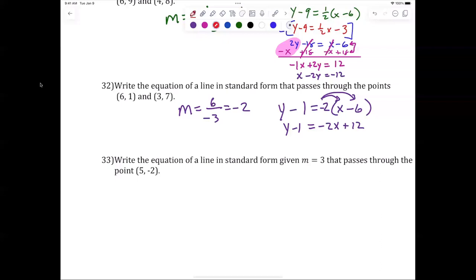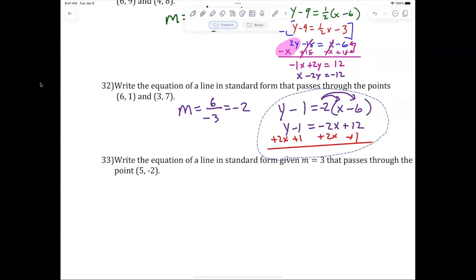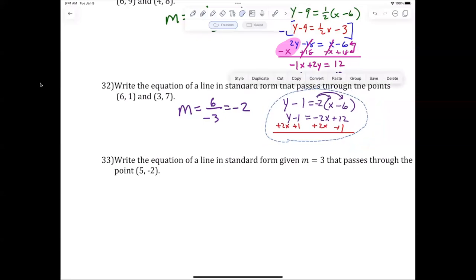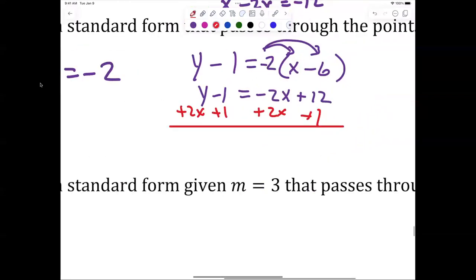Okay, come on now. Add the 2x. And then, yes, sir, good job. Final answer: 2x plus y equals 13. Yes. 2x plus y equals 13. All right, I'm pretty happy with that.